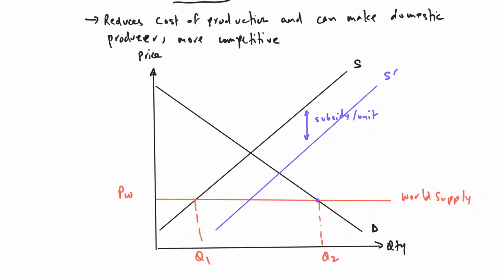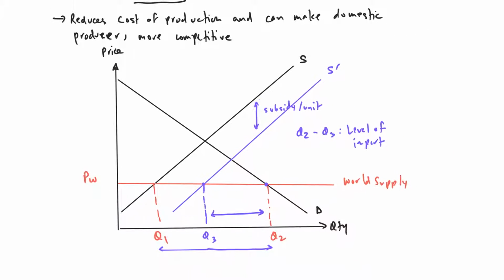Now what is important to see is that PW is still the price that is in the market. We haven't changed the price. What we have changed is simply that domestic producers are now more efficient, which means the gap which previously was Q2 minus Q1 as a level of imports is now going to be Q2 minus Q3. In other words, the level of imports after subsidy will be Q2 minus Q3. You did not penalize the foreign producers, you just made your domestic producers more efficient.